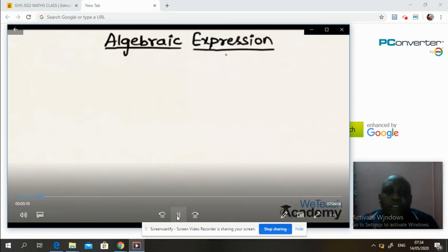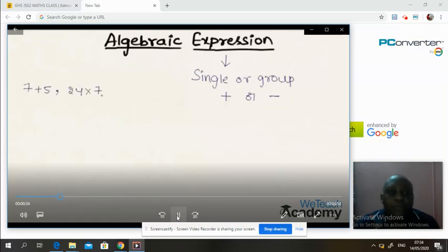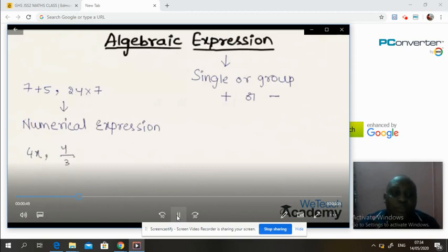When you're talking about an expression, you could have what we call a single expression or a group expression. When you talk about a single, you simply mean it has just one value. For example, if I say 2x, it's a very good example of a single. While when you talk about a group, you are talking about something like 2x plus 3 and so on. That's more than one.